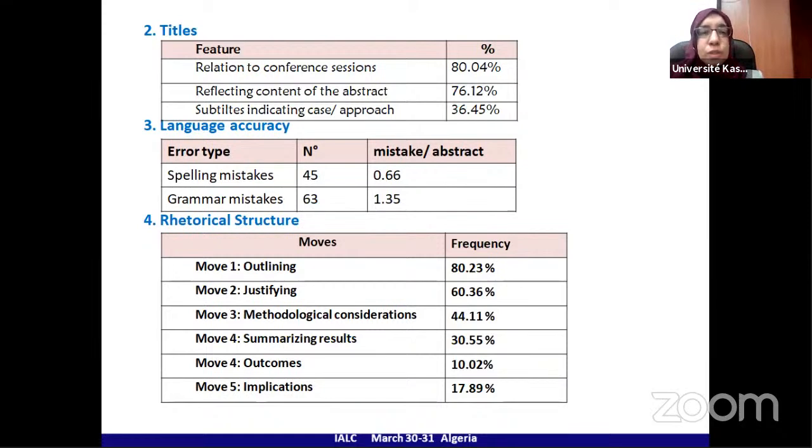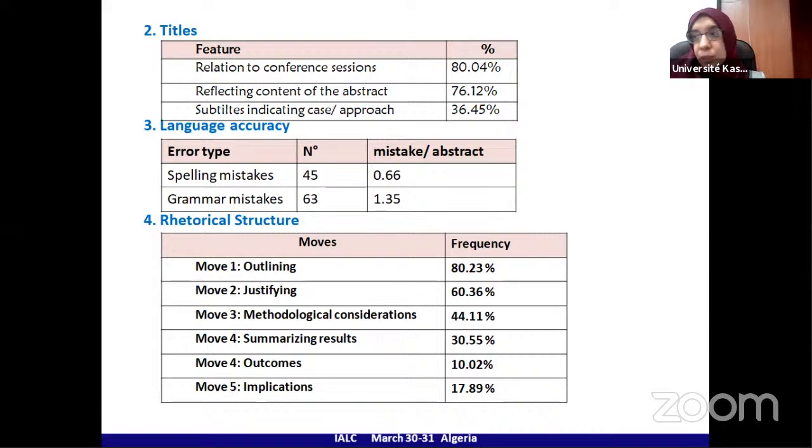Abstracts whose titles indicate the case and the approach. And we notice variety between the abstracts. Coming now to language accuracy, here we have results about spelling mistakes. We have counted 45 spelling mistakes in the corpus, with the average of 0.66 mistake per abstract, and grammatical mistakes with the average of 1.35 mistake per abstract.